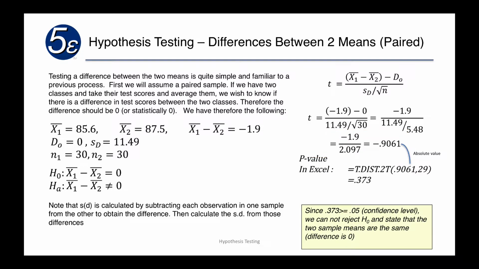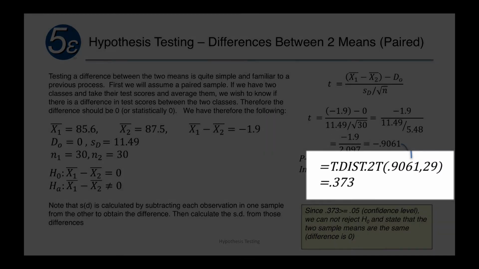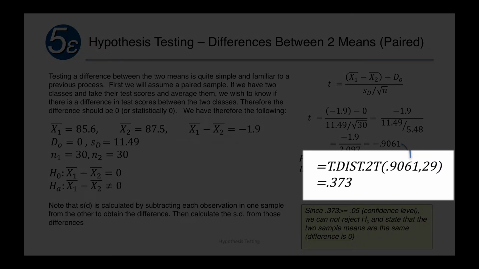Now what we're going to do is take that and put it into the t.dist.2t function for a two-tailed test. But we're going to take the absolute value of that number, and we're going to get 0.373. You're going to notice on the right side here that we're using the t.dist.2t function, again because our hypothesis test is equals. But our t value that we got was negative 0.9061.